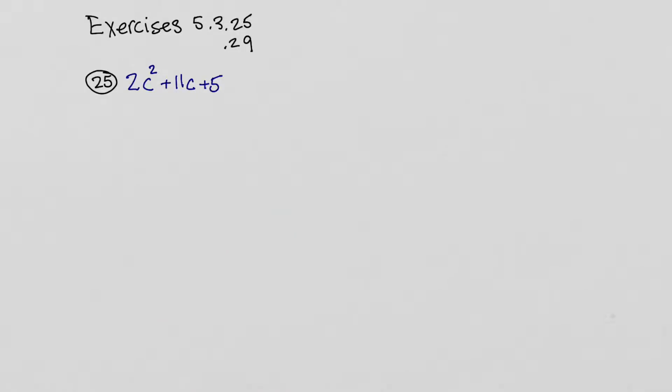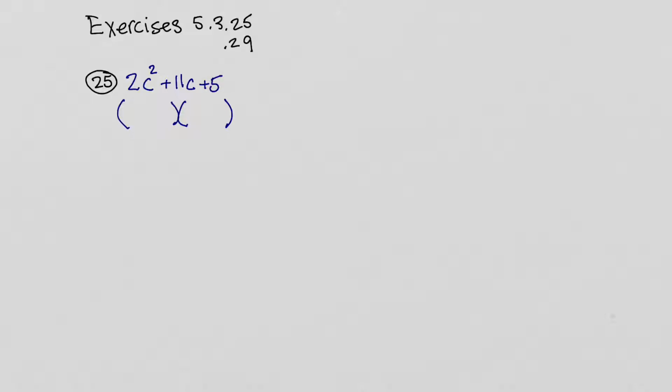Moving along here to problem number 25, we're going to try to factor this trinomial. Nothing's common all the way through, so let's write our two parentheses, anticipating we can do this. And now let's look at this leading coefficient of 2. How can we get that? And then that constant, the following constant of 5.